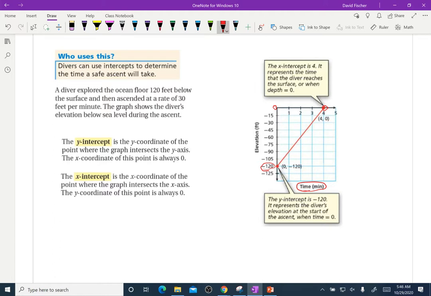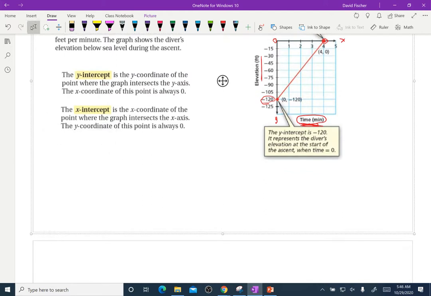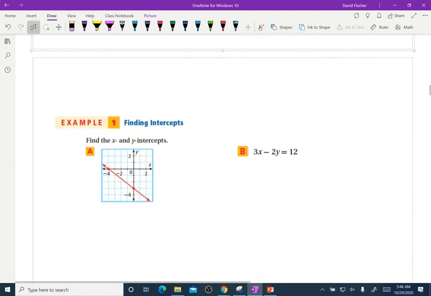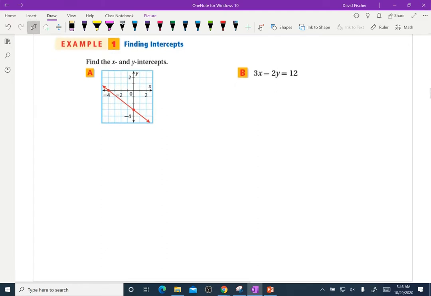So we pay attention to both of the axis labels here. In this case, it's time, and this is his elevation in feet. He's increasing as time goes along. My x-intercept would be 4 minutes. This would be my x-axis, this is my y-axis, and so that means at the beginning of time, 0 minutes, he's at 120 feet below the surface. Those are the two numbers that a lot of times on graphs we're really interested in. I love it when they give me a graph, because all I have to do is look where my coordinate is.